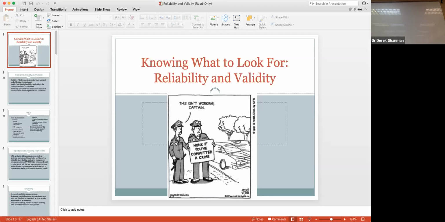So when I say reliability, let's start there. What does that mean to you guys? It doesn't have to be in an assessment context. If someone or something is reliable, what does that mean? They're trustworthy. Credible. Okay, good. They're always there, right?